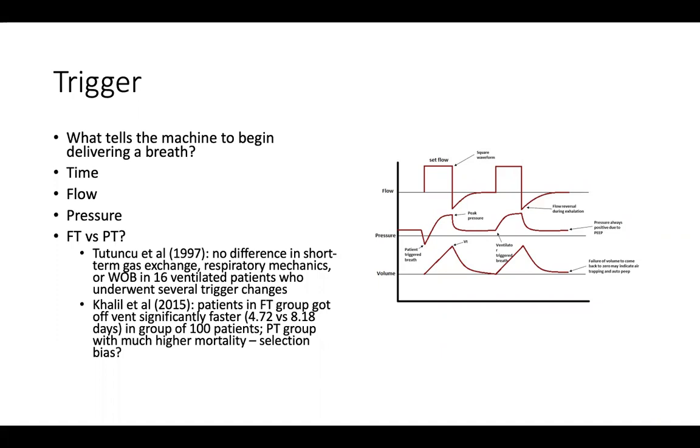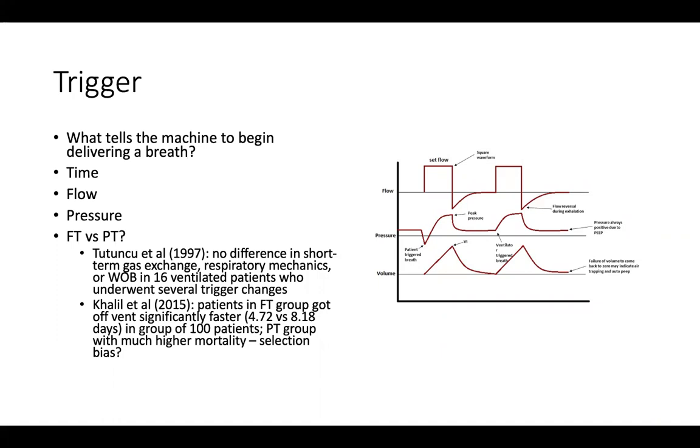And for this, the patient needs to get to an end expiratory pressure that you set on the vent. It's usually somewhere in the ballpark of like 1 to 4. And so that's getting below the PEEP typically that you've set. And if they get to that end expiratory pressure, the machine will then generate a breath.